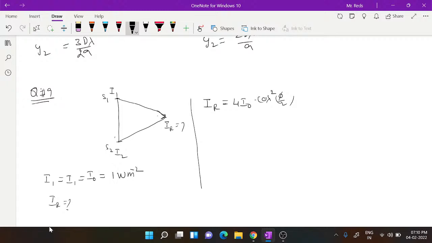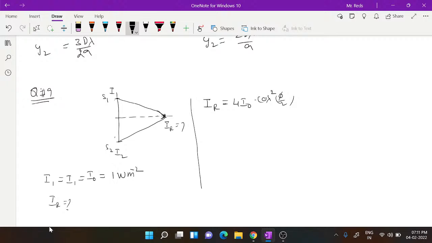If this is an equilateral triangle, the side length of every side will be equal. If you draw a line from the midpoint of this to the vertex, this length and this length will be equal. So we can say the path length from this source and the path length from this source will be equal. So the path difference of these two will be 0, right?